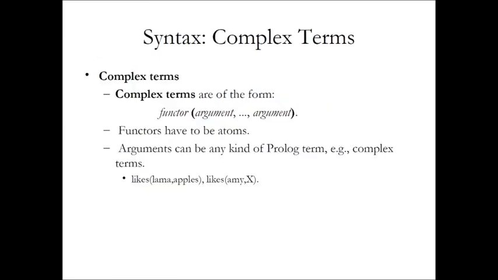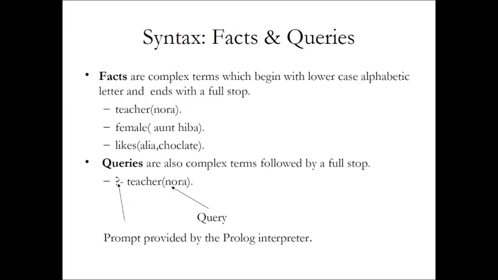Now the syntax for complex terms. Complex terms are of two parts: first the functor, and second the arguments. Functors are atoms. Arguments can be any kind of Prolog term, for example complex terms like llama, comma apples, comma likes, me, comma X. These are the complex terms that can be used.